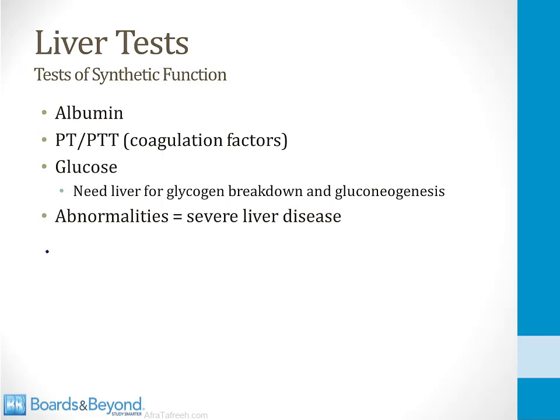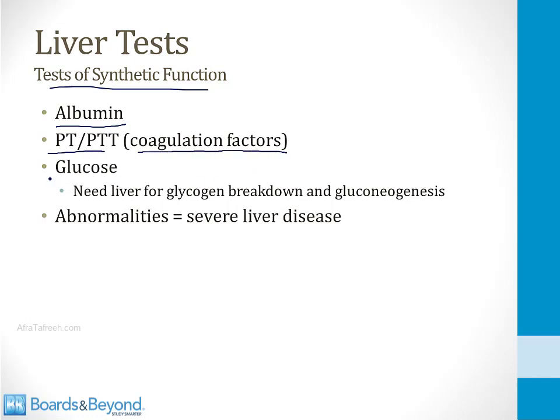True liver function tests are tests that measure something the liver is supposed to produce normally. These are tests of synthetic function. So when the liver is truly failing, the albumin level will get low. That's because it's the liver's job to produce albumin. In addition, when the liver is truly failing, the PT and PTT tests will begin to rise. That's because the liver is failing in its job of producing coagulation factors.